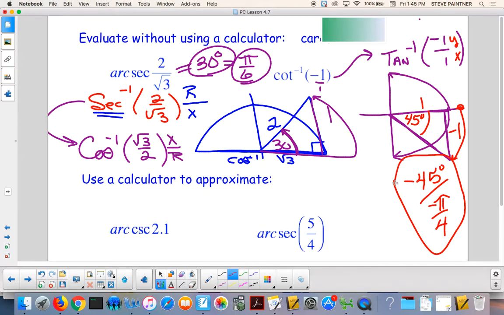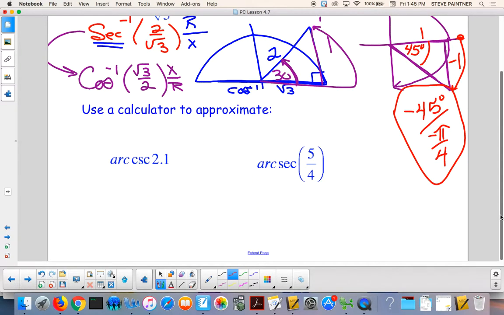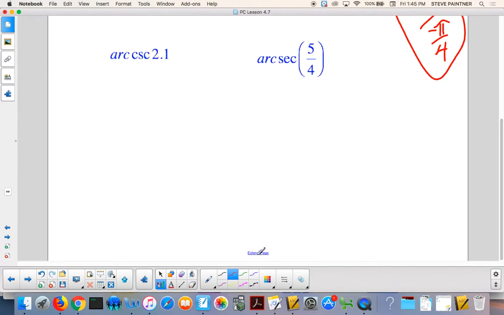Good. The next two are with your calculator. Go ahead, punch it. I'm not going to say anything. I'm just going to see what you do. Just punch it in. And again, this is inverse cosecant of 2.1.